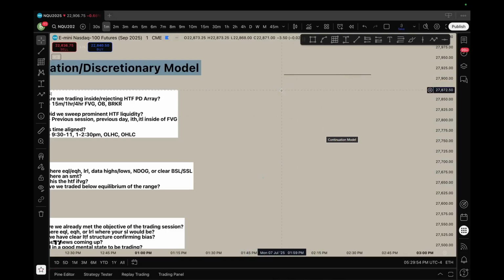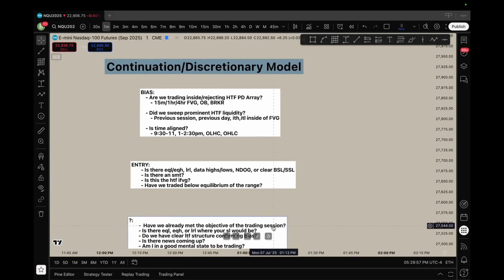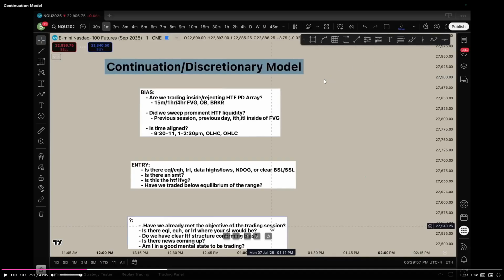Because this isn't a good liquidity pool, right? You want to be targeting low resistance liquidity. And that's why we also aren't targeting that high, because that's high resistance. We want to be targeting low resistance because that raises the probability of the trade playing out.